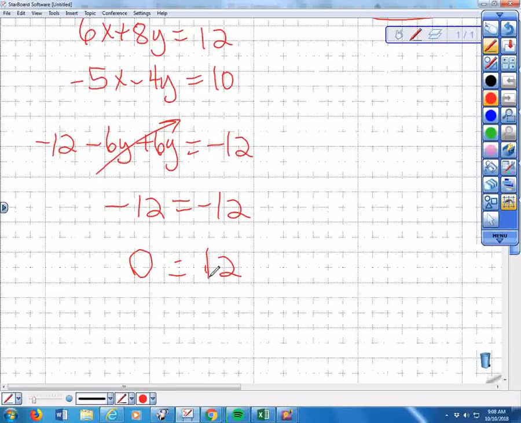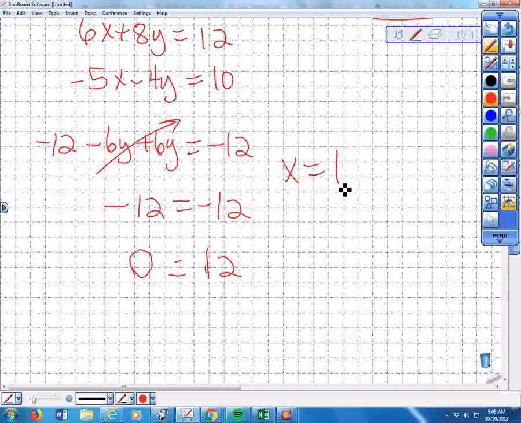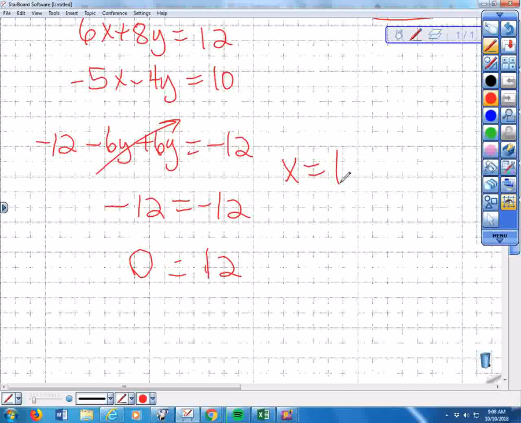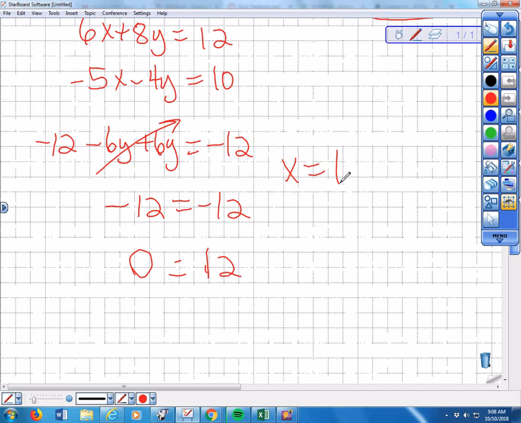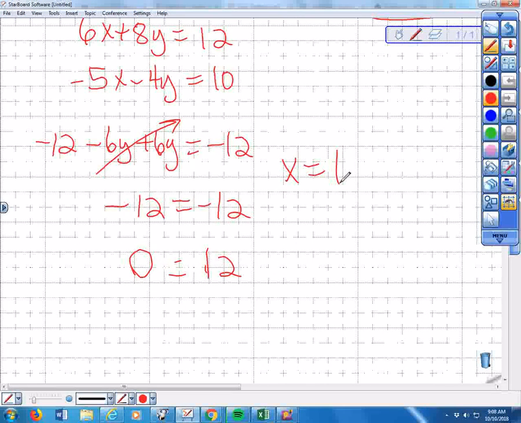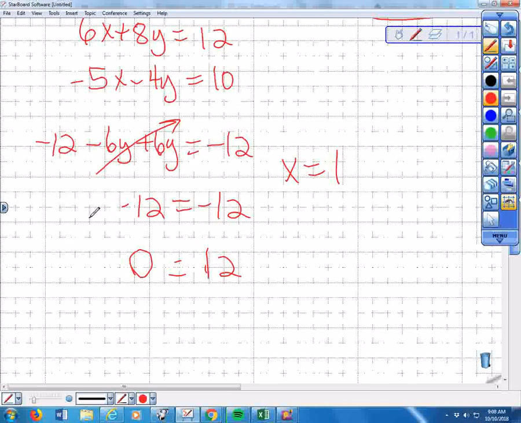Okay, so my first type of answer might be like this. Maybe I got x equal to 1 or y equals 1. Then I would take that number and substitute it back into the original equation and find what y is. That would be an actual point as my answer. But these two don't look like normal answers that we see.